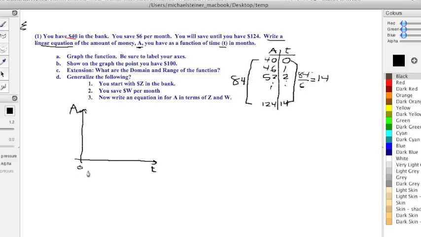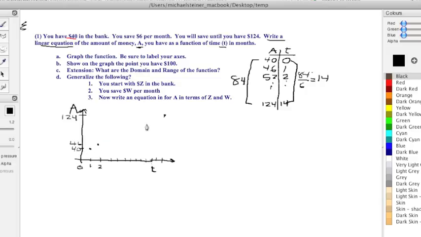So here we have some points, 0, 1, 2. How much do we have at 0? We have 40. And at 1 we have 46. My pen is not fine enough to get all of this in here, but 1, 2, 3, 4, 5, 6, 7, 8, 9, 10. Let's make the graph a little bit bigger. 11, 12, all the way up at time 14 to 124. And then we stop.